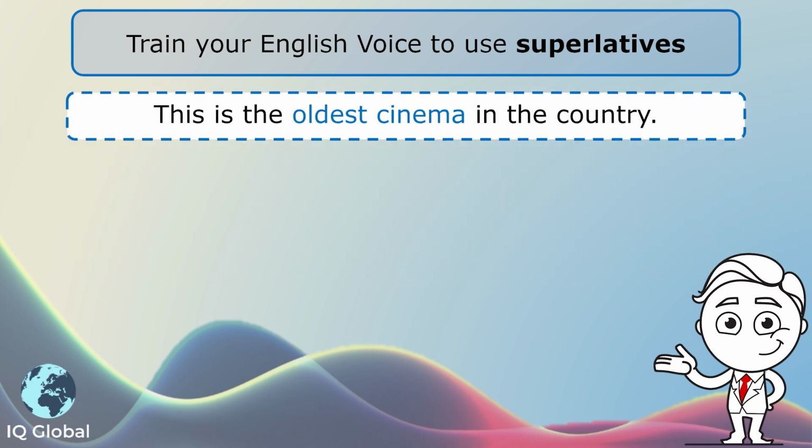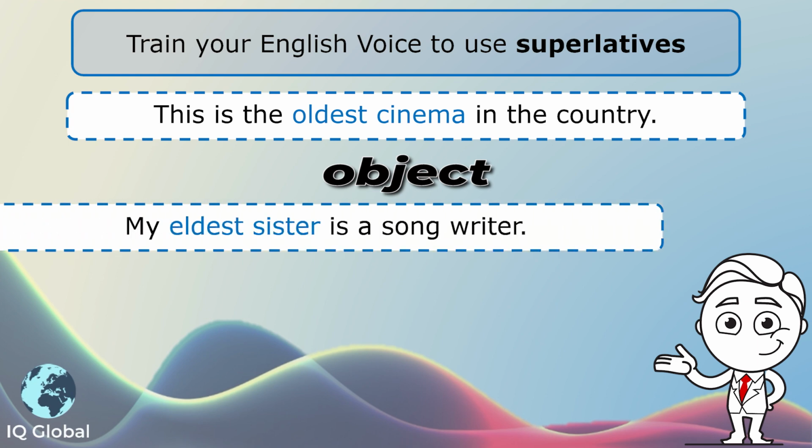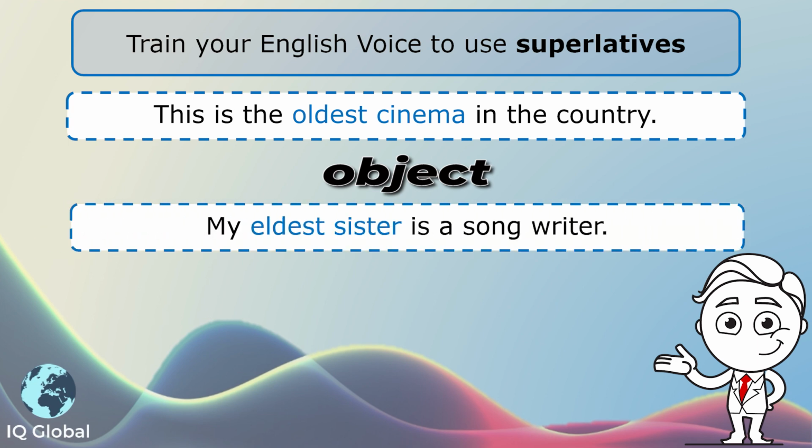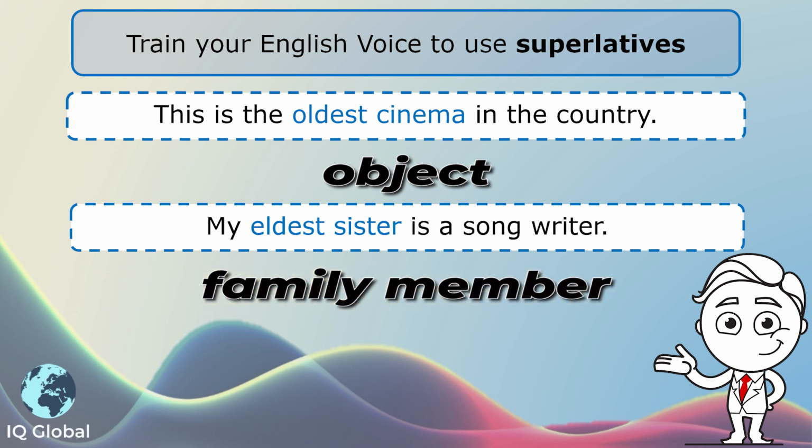Sentence 1. This is the oldest cinema in the country. Here we are describing an object, the cinema, so we use the superlative oldest. Sentence 2. My eldest sister is a songwriter. Here we are describing a family member, my sister, so we use the superlative eldest.